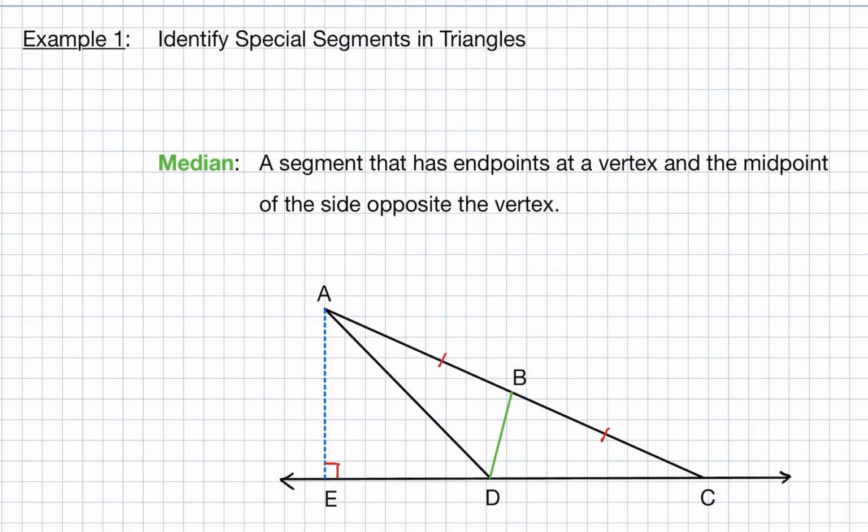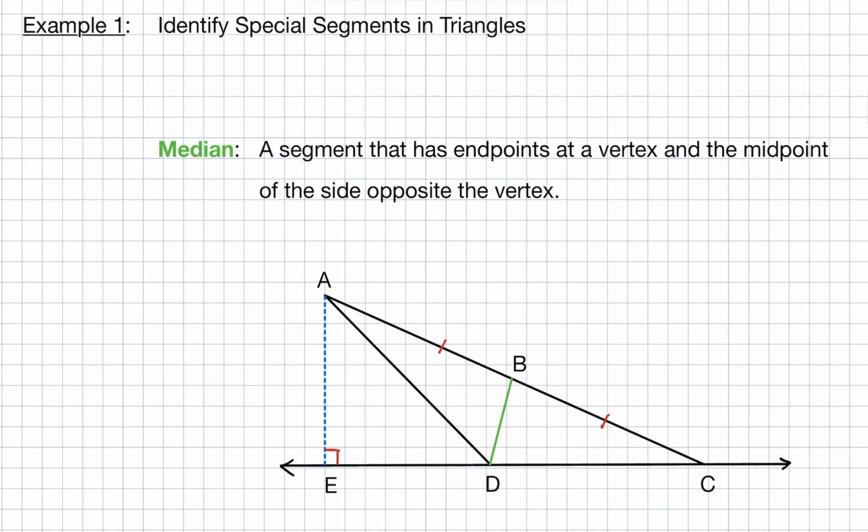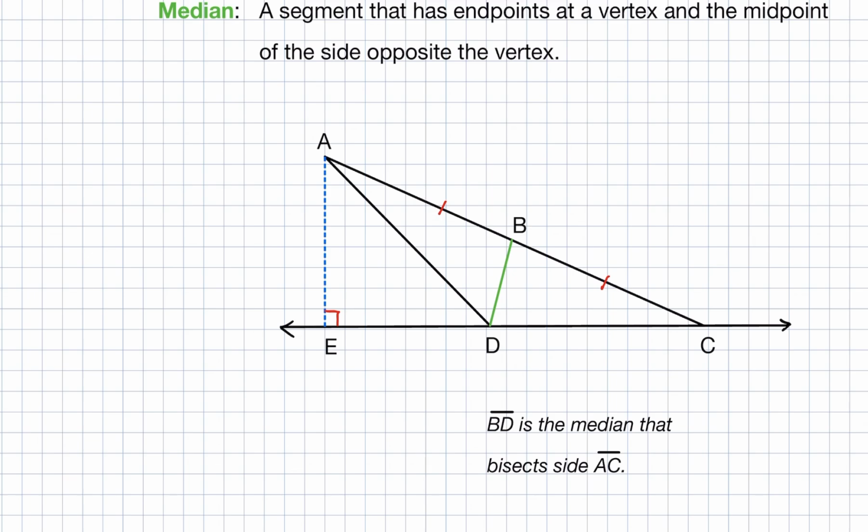So obviously this is extending from one vertex to the opposite side, and so in any given triangle you could potentially have up to 3 medians. If we were to extend a median from vertex A to the opposite side, that would be a second one, and then one from vertex C to the opposite side, that would be a third. Okay, so what we have stated here is that segment BD, which is this segment right here in green, is the median that bisects side AC. Okay, so it cuts AC exactly in half.